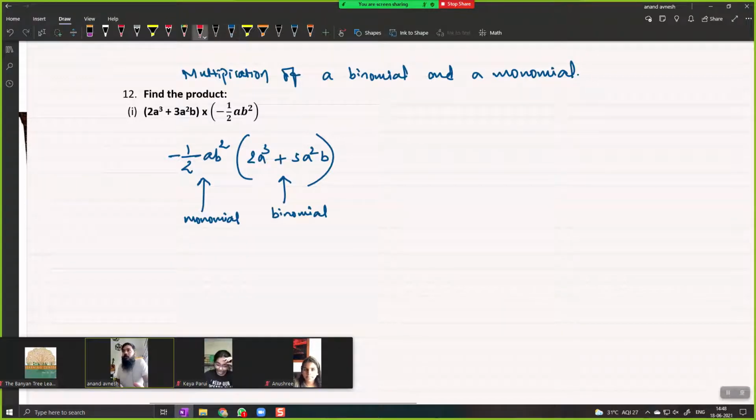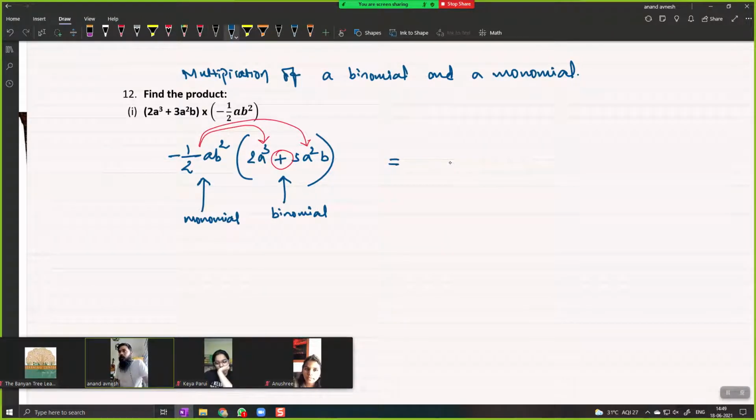Now when I multiply a monomial with a binomial, I first multiply the monomial with the first term and then multiply the monomial with the second term, and in between I put the same sign which is there in the bracket between the two terms of the binomial. Okay, so remember this method that I am trying to tell you.